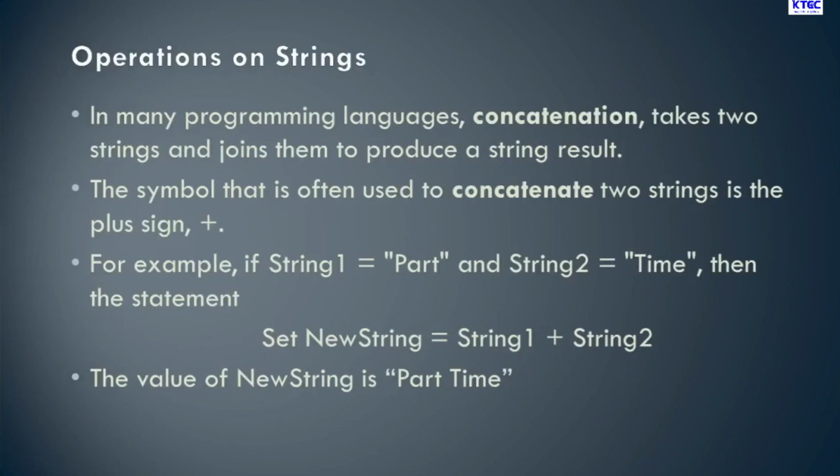Now let's look at operations on strings. In many programming languages, we have a term we call concatenation. This concatenation takes two strings and joins them to produce a string result. The symbol that is often used to concatenate two strings is the plus sign. Please, let's take note of this word, concatenation, so whenever we use it, we understand what we are saying and what we are using it for. Normally, you and I know very well that we use the plus sign if we want to sum two numbers. But in programming, we can use a plus sign to join two or more strings.